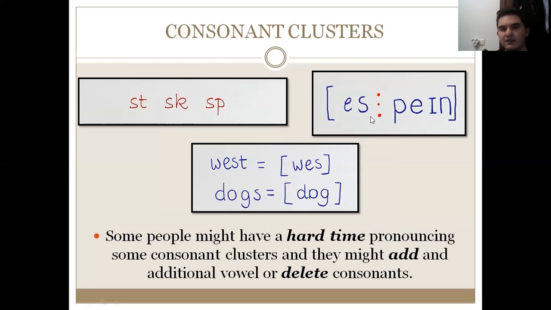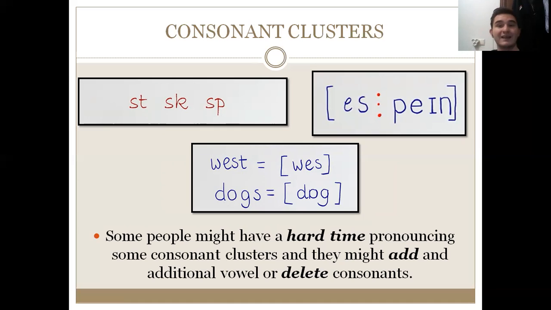As you can see from the example on the right, the word is Spain, but some people just can't produce that SP sound. They can't say Spain. They can't say the SP. So what they do is add an extra vowel, the E vowel, either just before the S or right after the S.